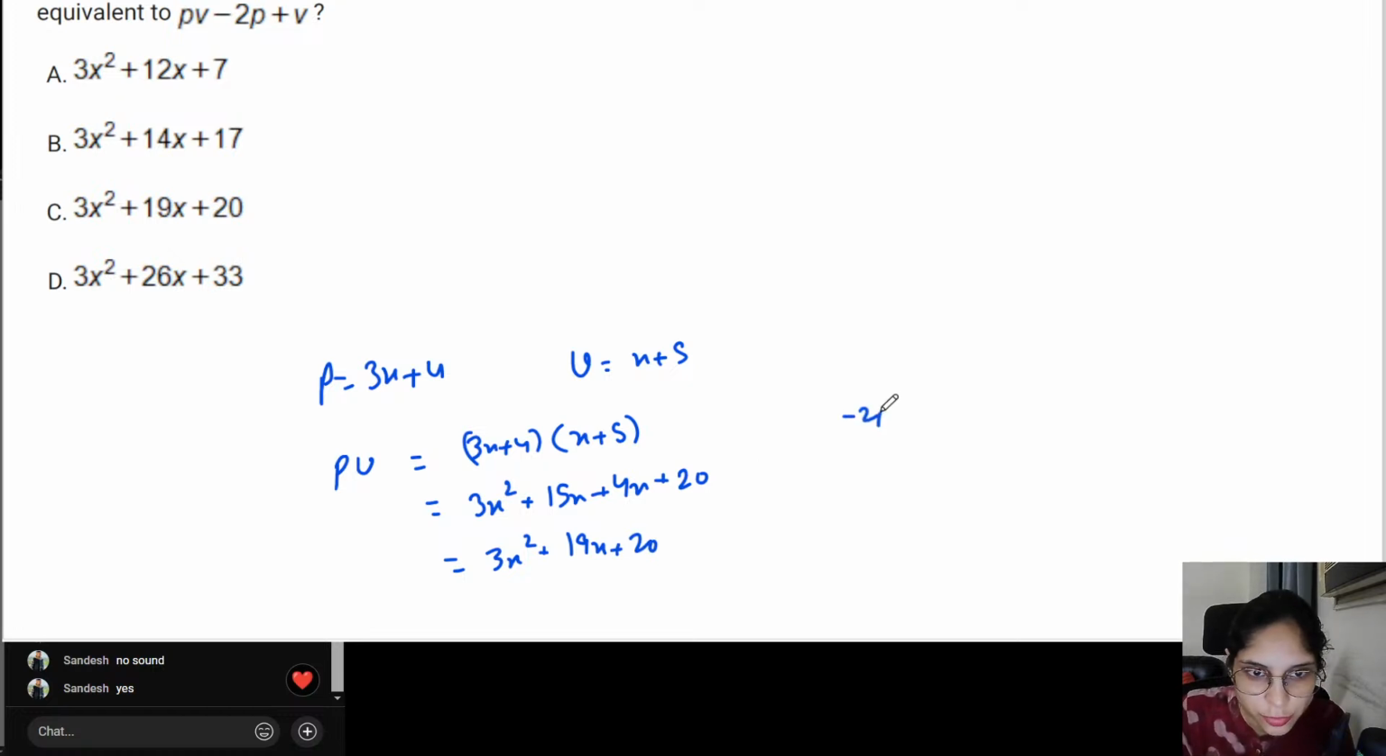Next, you need to find negative 2P. That's negative 2 times 3x plus 4. That's negative 6x minus 8. Then there's just V, which is x plus 5.